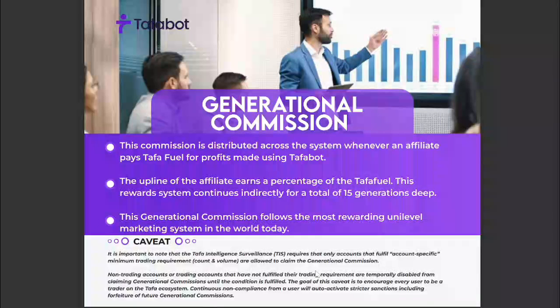So I believe this caveat is stated here because it must have been experienced and they do not want that on their platform. So when you sign up, please start trading because you'll be losing money. You will not be making trading profits and then you will not get the generational commission.